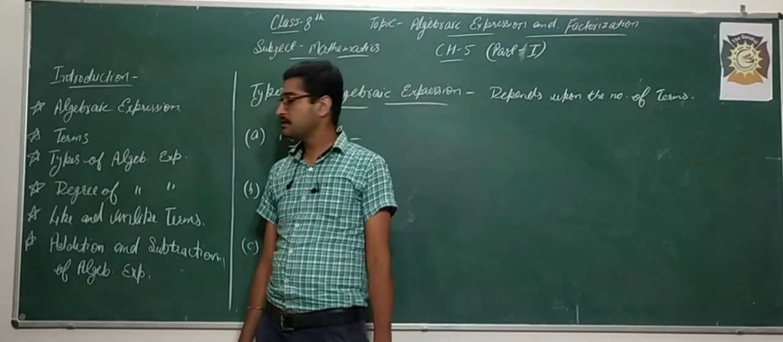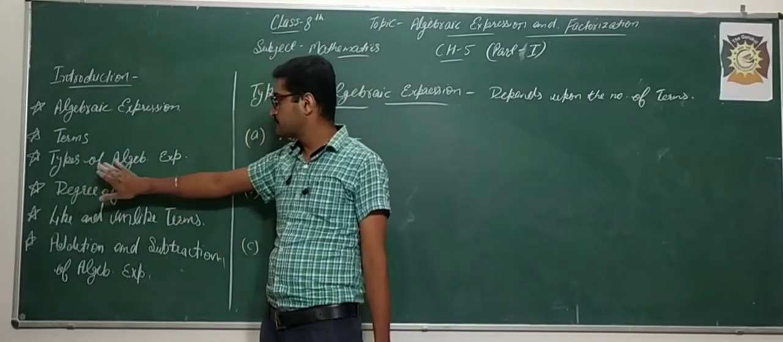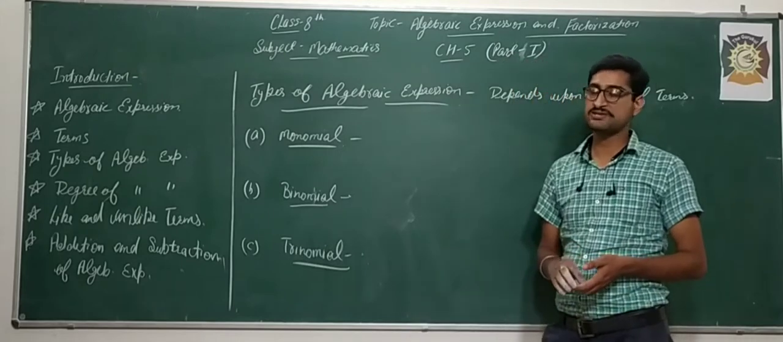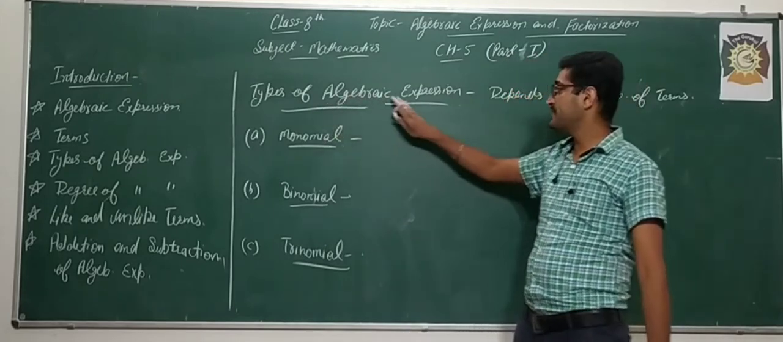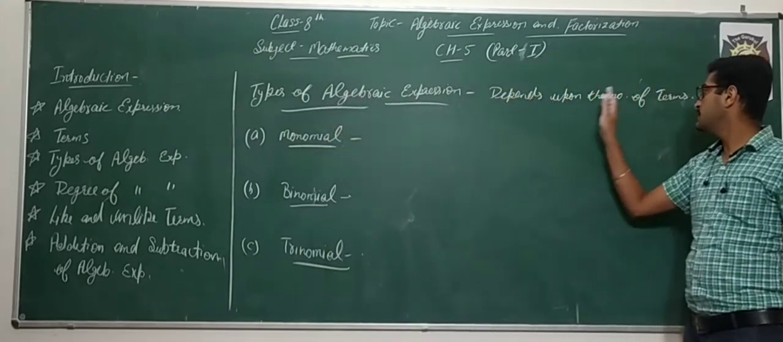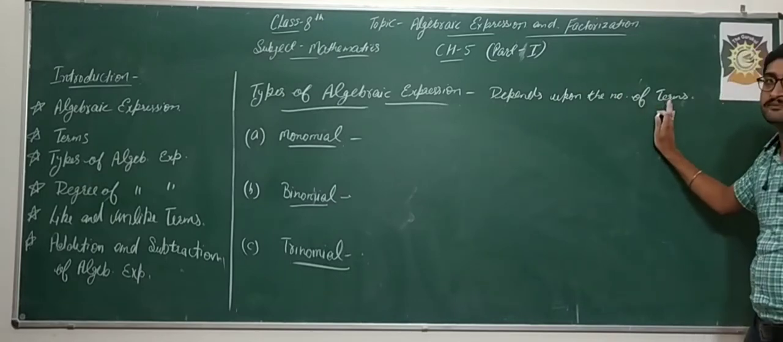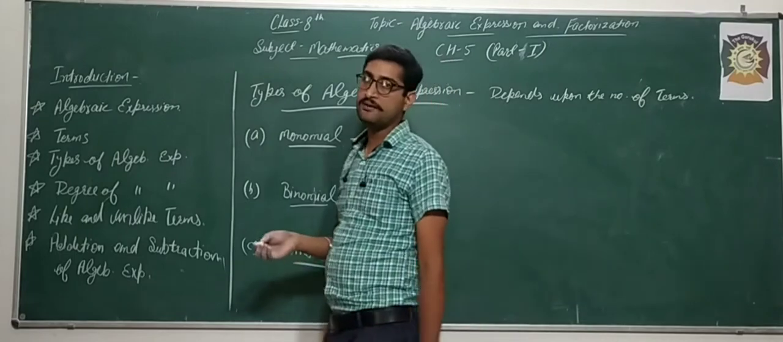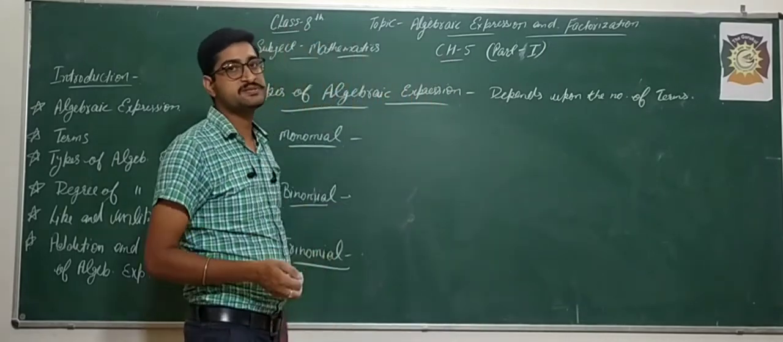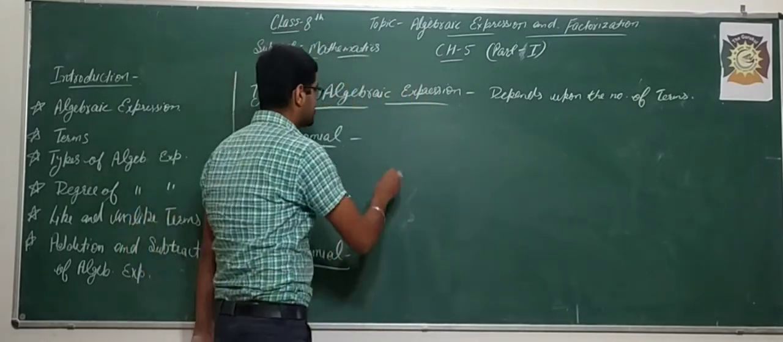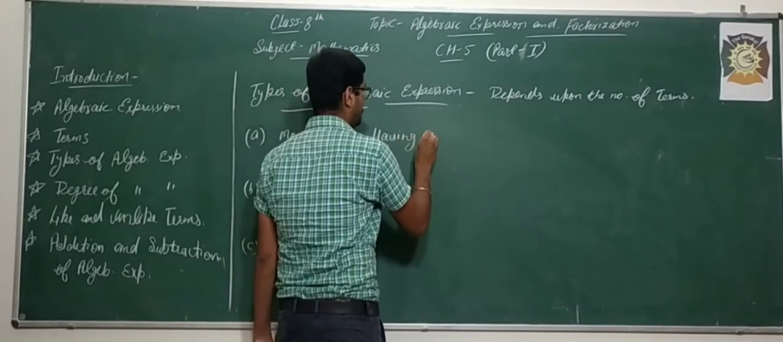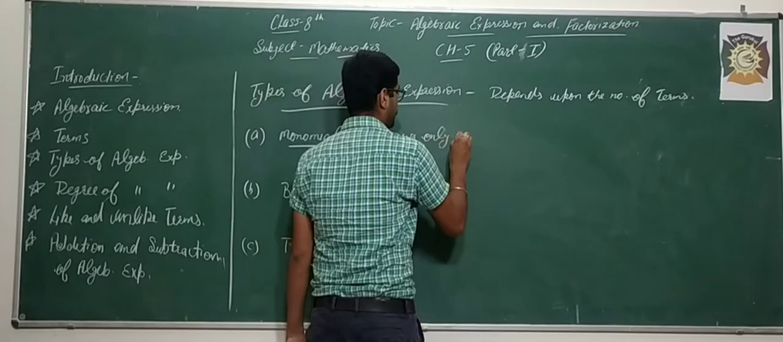Now the next topic, here you can see the types of algebraic expressions, that how many types of algebraic expressions are there. Now the type of algebraic expression depends upon the number of terms. It's totally dependent on the number of terms. Now the first one is monomial. Mono, it represents single. It means having only one term.